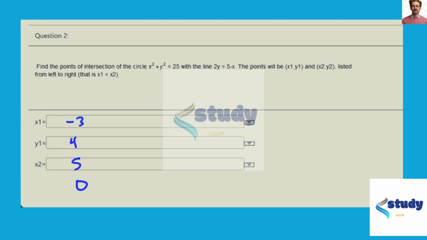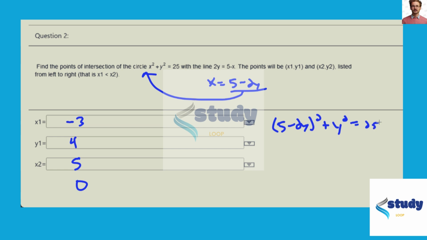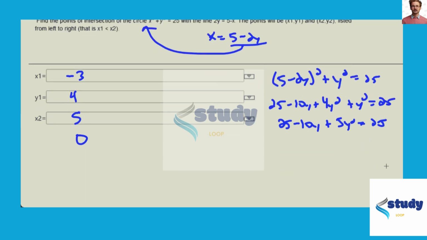By hand, if you had to do this by hand, then you could say x equals 5 minus 2y and substitute this for x. So that becomes (5 minus 2y) squared plus y squared equals 25. (5 minus 2y) squared is 25 minus 10y plus 4y squared. And then we've got 25 minus 10y plus 5y squared equals 25. Or in descending order, 5y squared minus 10y equals 0 when you subtract 25 from both sides.